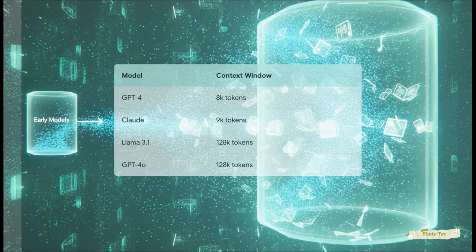And when you compare leading models side by side, you see these absolutely massive leaps in memory capacity. I mean, we started with models that could process just a few thousand tokens. But now, looking at models like GPT-4o or Llama 3.1, we are dealing with staggering context windows of 128,000 tokens. To put that into perspective, that is enough memory to swallow hundreds of pages of text in a single pass.